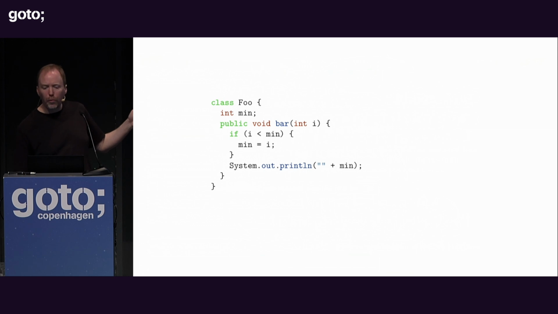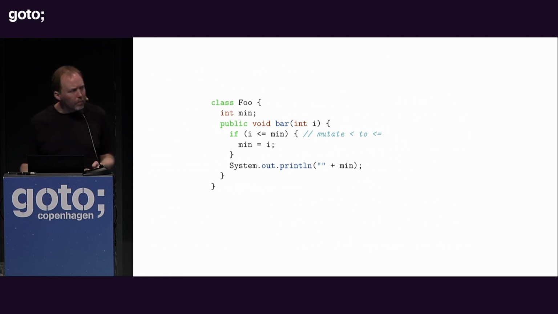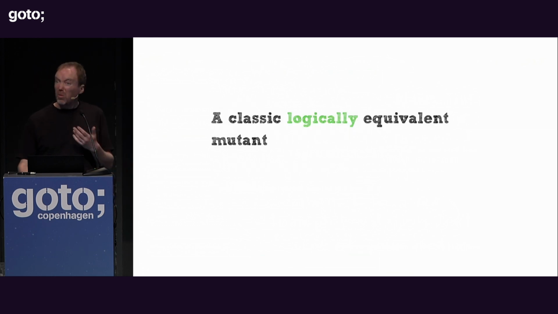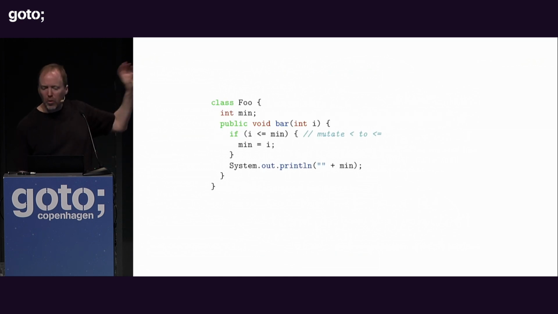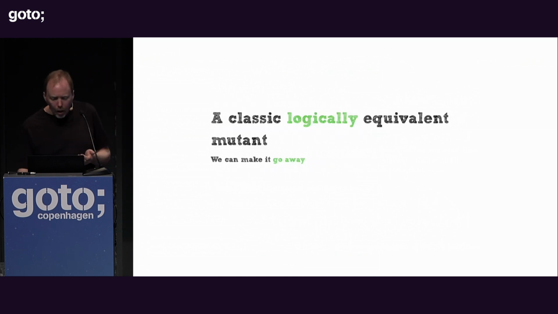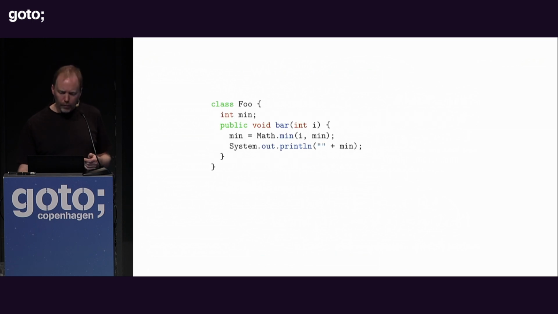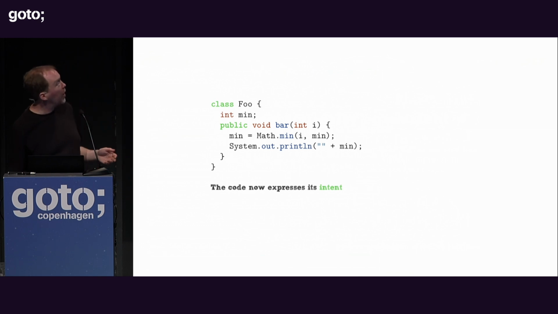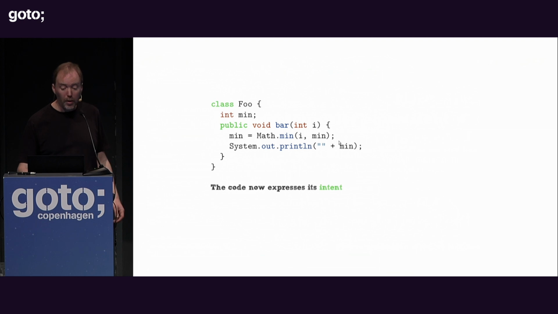I think we saw this example before, where we're trying to calculate a minimum. So, okay, we've mutated it. It's equivalent. What do we do? This is classically a logical equivalent mutant. This is like the purest form of equivalent mutant you can have. Well, we can make it go away, like this. So what we've done is we've taken that if statement and replaced it with something from the Java standard library, Math.min.